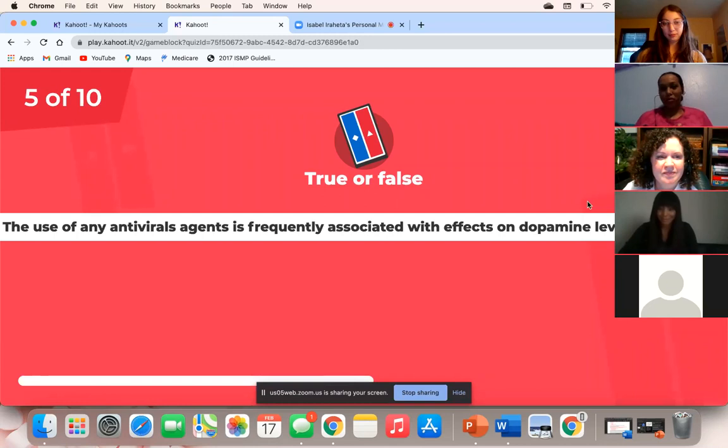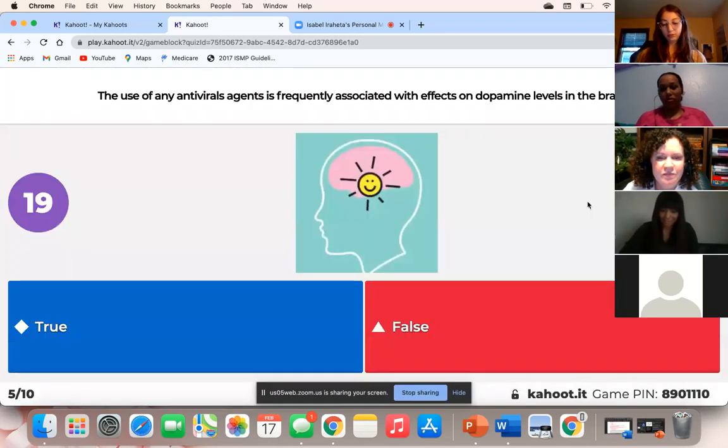All right. True or false? The use of any antiviral agent is frequently associated with effects on dopamine levels in the brain.